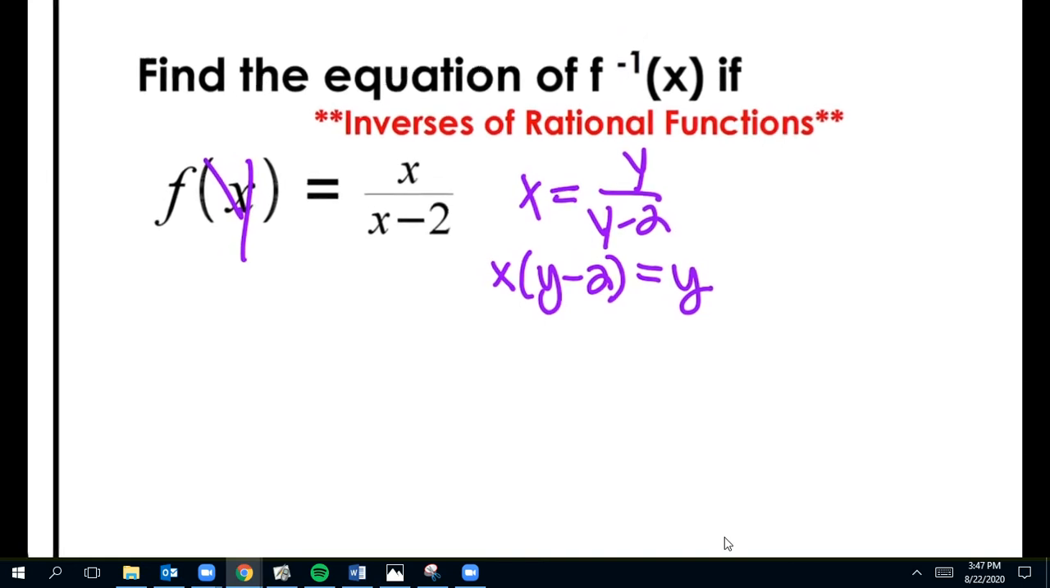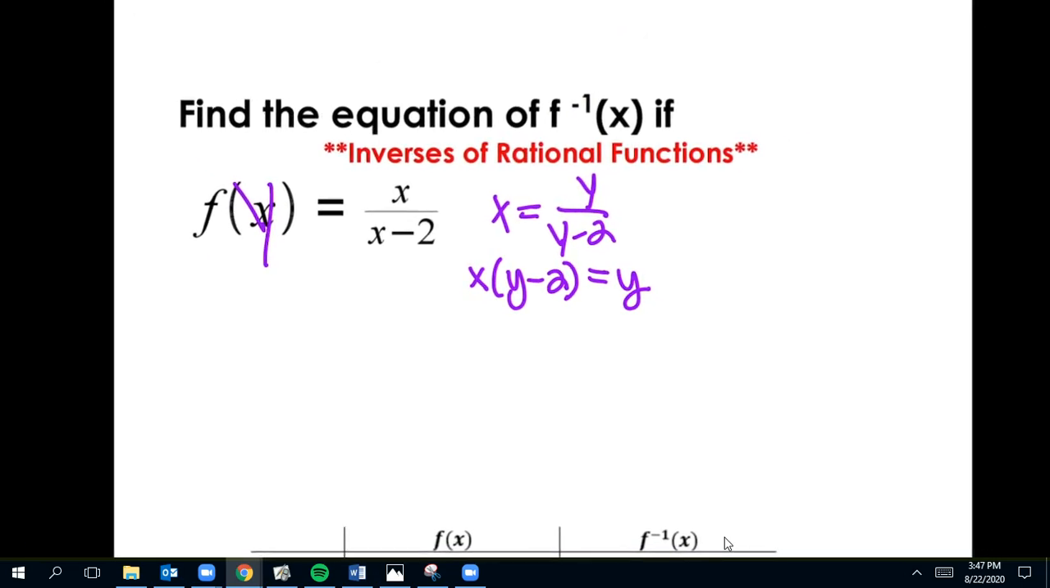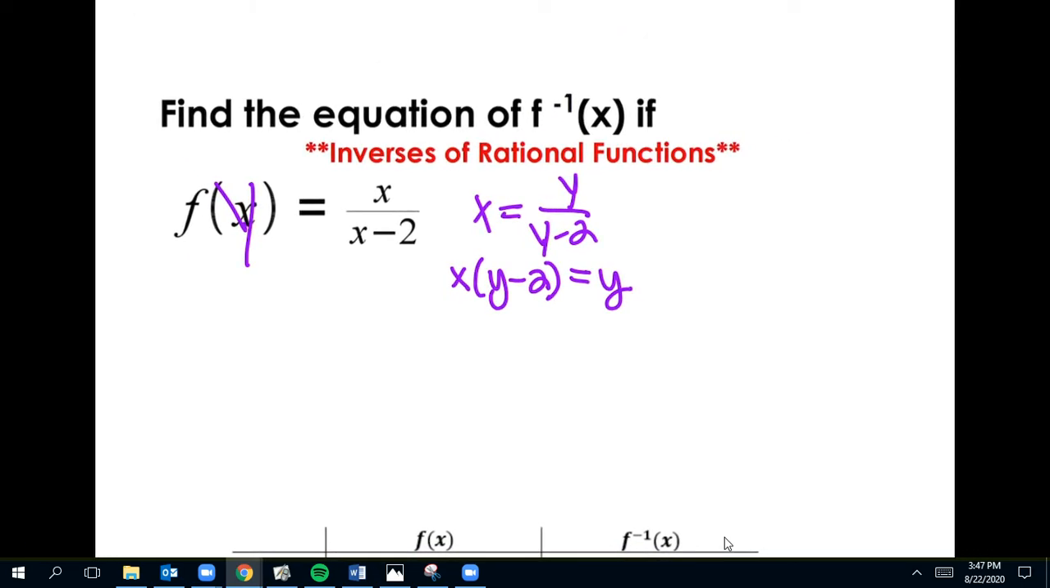And then we want to solve for y, but now the y is inside of parentheses. Whatever you're solving for cannot be inside of parentheses. You need to get it out. And so I'm going to distribute the x. Xy minus 2x equals y.